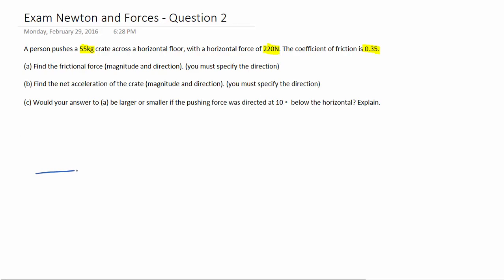So let's draw this out. We have our horizontal floor, and we have a crate. And this is 55 kilograms. All right. And we have a horizontal force. We'll say it's going in this direction of 220 newtons. All right. And that means we would have a frictional force going this direction.